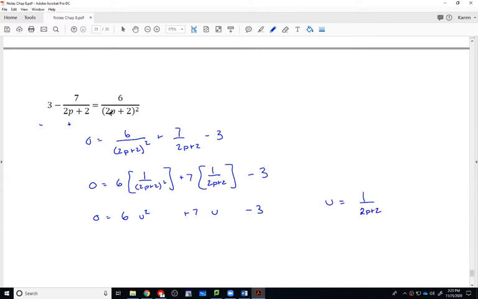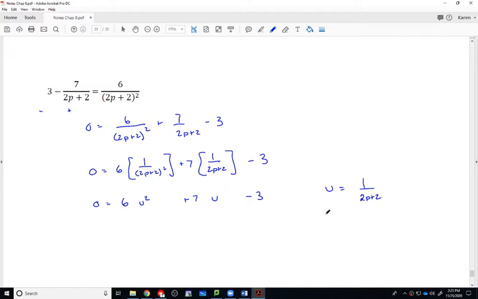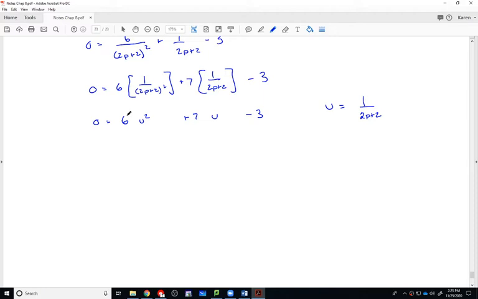Now some people would take this equation and get rid of the denominators first, which will work. You could multiply everything by 2p plus 2 all squared and we'll end up with the same answer. I'm just going to try to keep it the way that it was written in the question. So we're going to replace it like this, and then we're going to factor to solve.